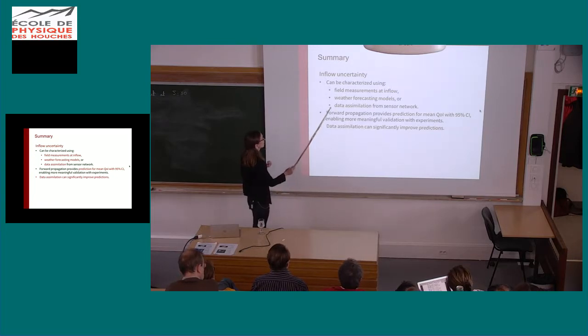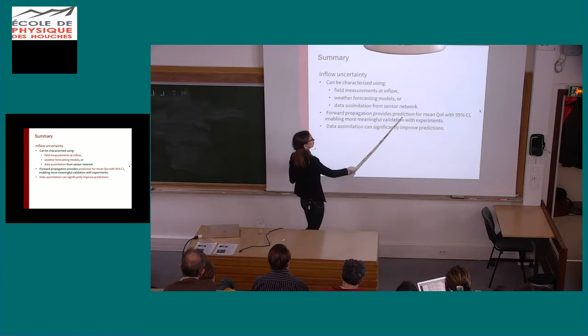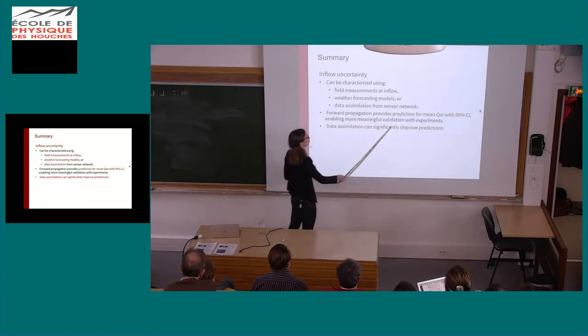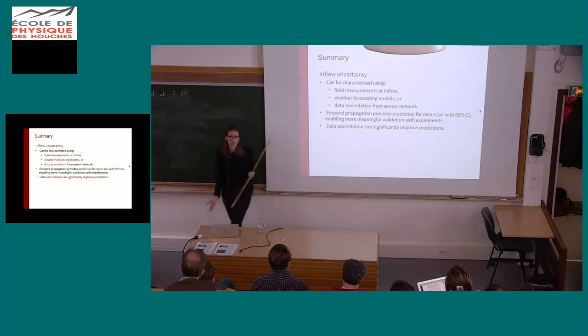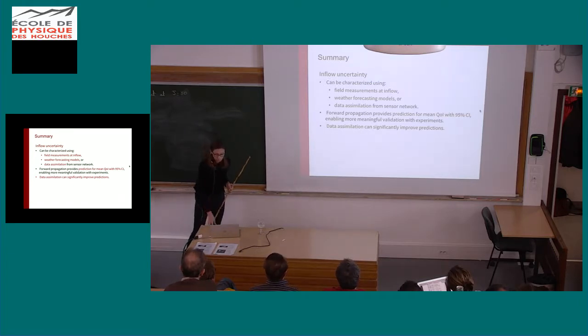I think the exciting thing about this is that it actually also improves your predictions, right? So to me, going forward, this is really something that we should think about a lot more. Even when you don't do this though, your forward propagation will give a prediction for a mean with 95% confidence intervals. And if you're going to do validation with experiments, especially field experiments, this is a way of getting a meaningful validation, right? Doing a one-on-one comparison is almost always going to lead you nowhere.